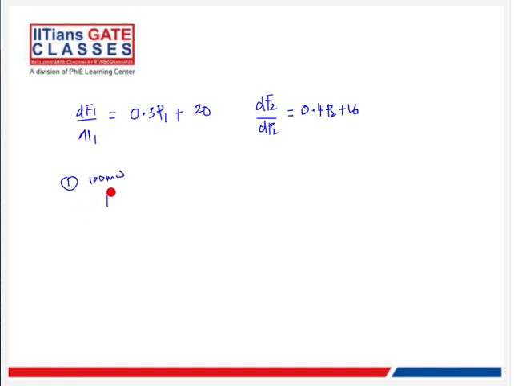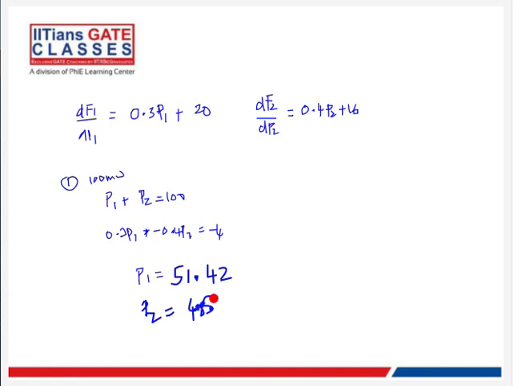So in this case P1 plus P2 is equal to 100, and if you do this, you will get 0.3 P1 minus 0.4 P2 is equal to minus 4, right? If you solve these two equations, you will get P1 is equal to 51.42 and P2 is equal to 48.57, right?